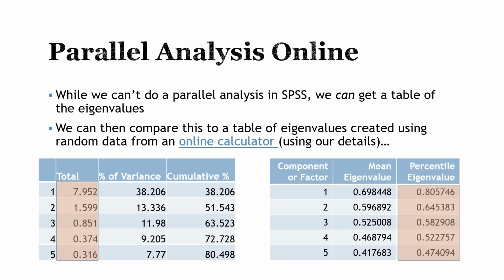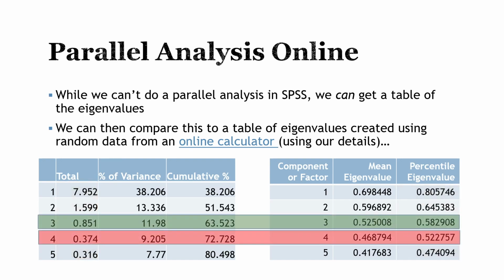So in this particular case, looking at these two highlighted columns, I'm going to highlight the rows that I'm looking at. In the green row that is 3 factors, I see that the total in my data, that third factor is contributing 0.851 eigenvalues, or 11% of the variance. And if I look over, I see that the percentile eigenvalue is 0.58. So because my data has a higher eigenvalue than the random data, I'm going to keep the third factor.